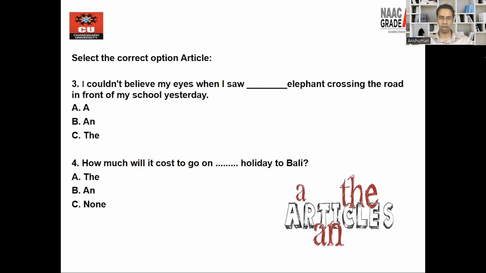Let us see the fourth part. How much will it cost to go on dash holiday to Bali? Now, always remember, in articles, when we know the identity of the noun or pronoun which we are talking about beforehand, we will always be using the as an article. So here it is a definite article because we know where we are going on a holiday. We are going to Bali. That is why we'll be using the. How much will it cost to go on the holiday to Bali? So this would be the correct answer.